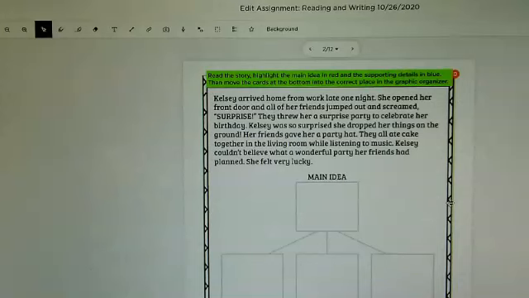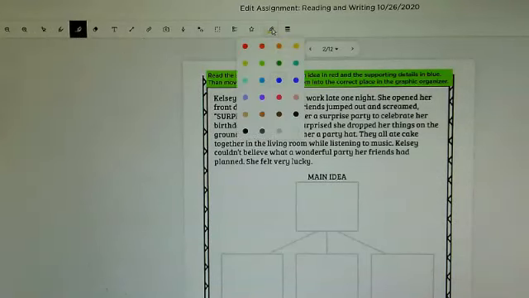Okay, so what is that paragraph mostly about? Well, it's talking about how Kelsey's friends threw her a surprise party. So, my main idea is going to be that Kelsey's friends threw her a surprise party. So I need to grab my highlighter, that's this tool right here, and then I need to change the color. Remember, we're highlighting the main idea in red.